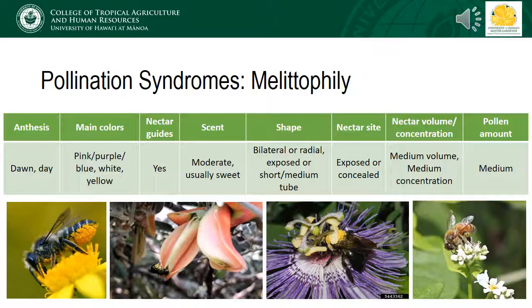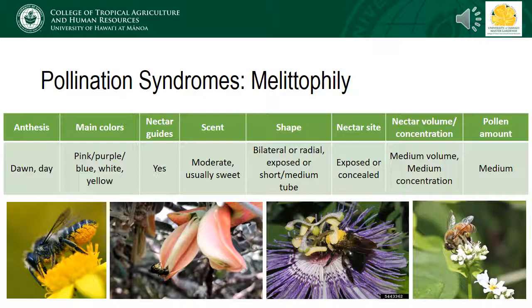Melitophily refers to the pollination syndrome of bee-pollinated plants. These plants bloom, or undergo anthesis, when bees are most active, at dawn and during the day. These flowers are in the visible spectrum of bees and thus come in pinks, purples, blues, white, and yellow, with nectar guides present to direct the bees to the center of the flower. Flowers will have a moderate scent, usually sweet.